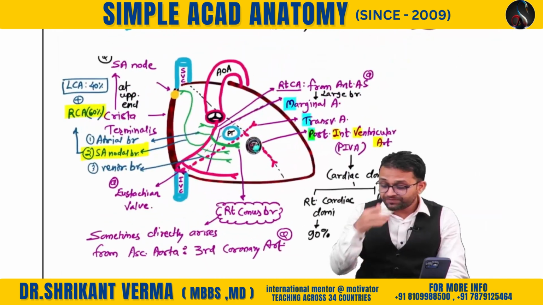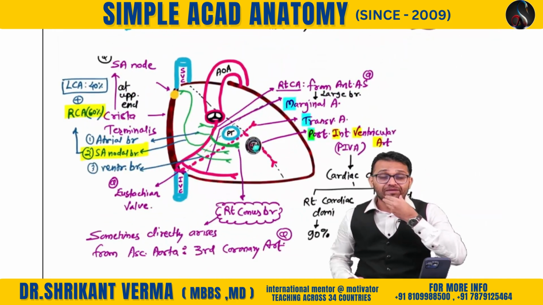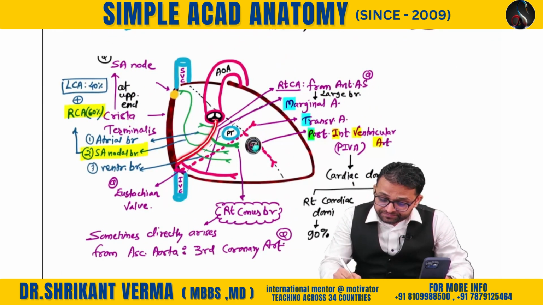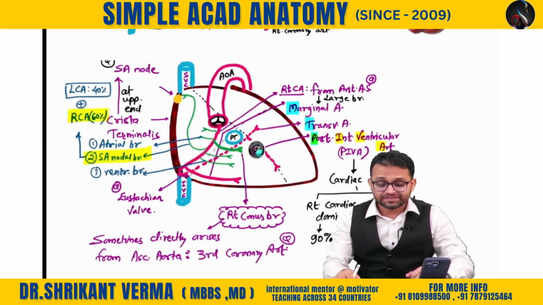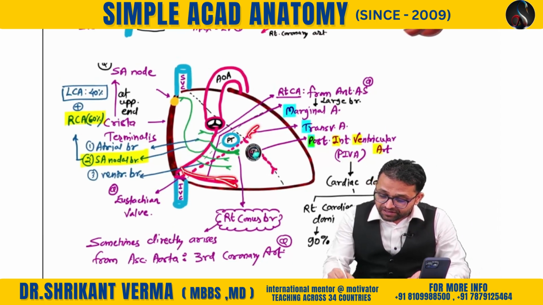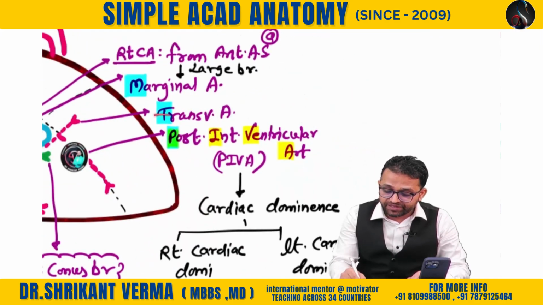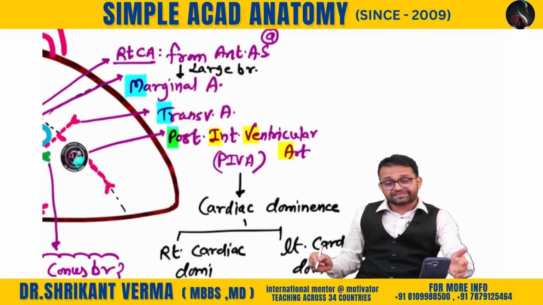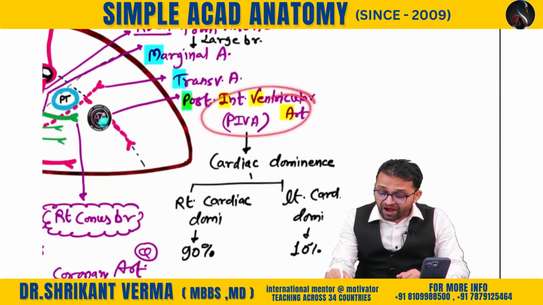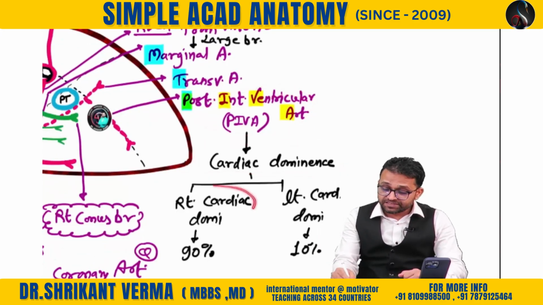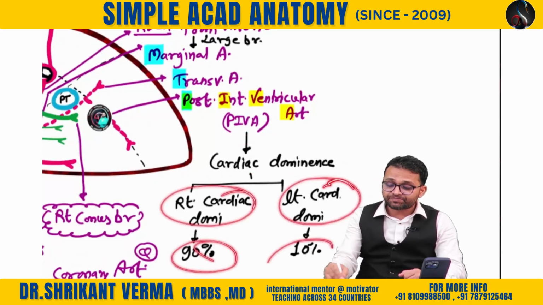Okay. So can you see our blood supply? The right coronary artery gives 3 major branches: marginal artery, transverse artery, and our posterior interventricular artery. So our mnemonic was MTP, medical termination of pregnancy. Can you recall? Yes, this PIVA decides the cardiac dominance. Right cardiac dominance, left cardiac dominance, 90% and 10%.